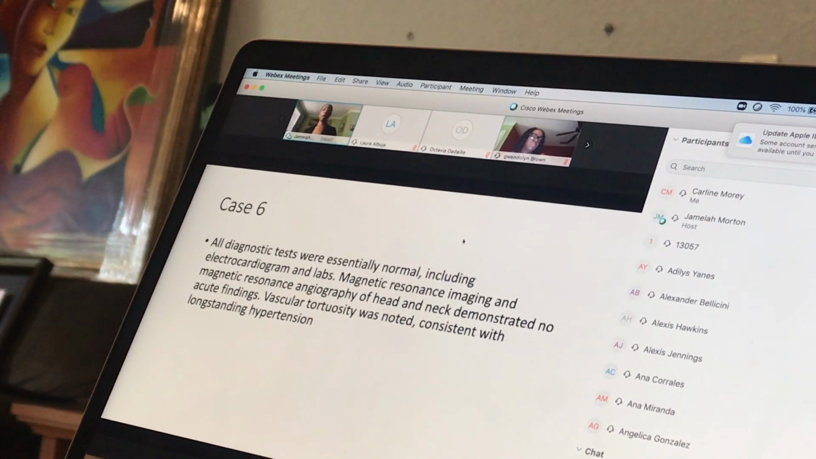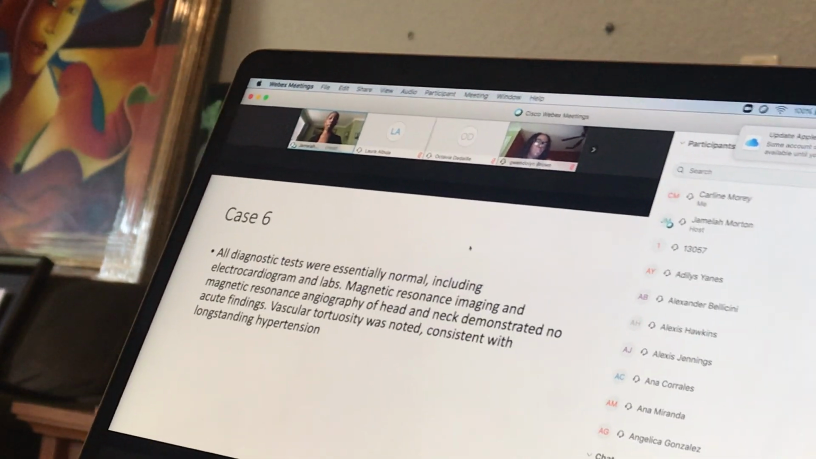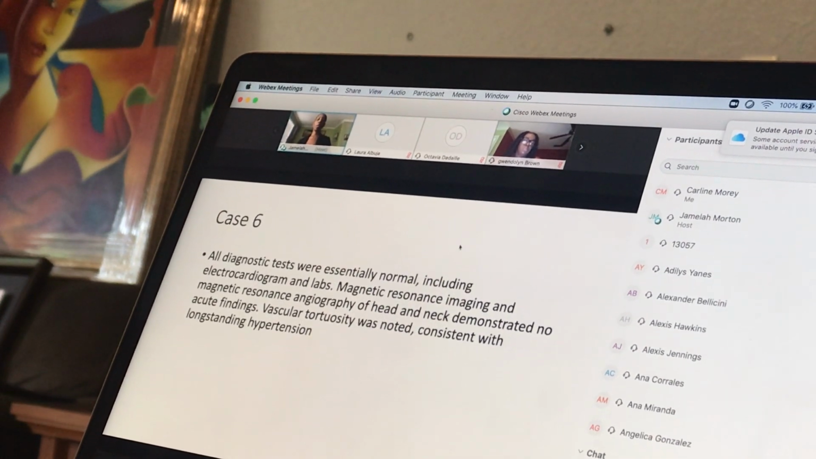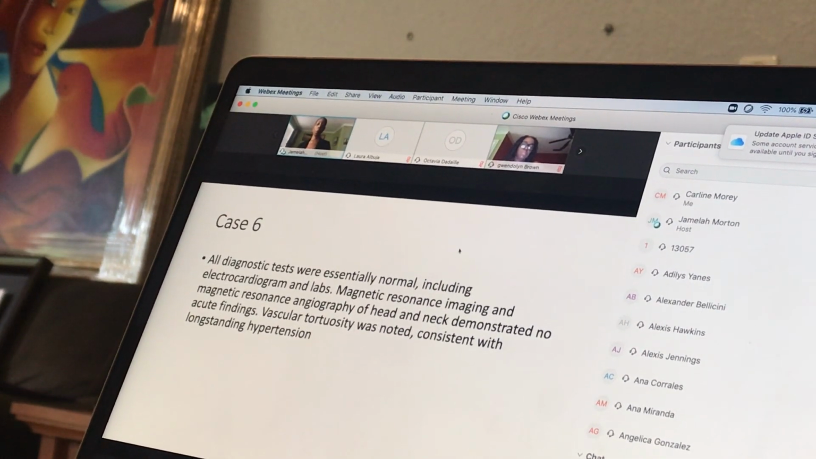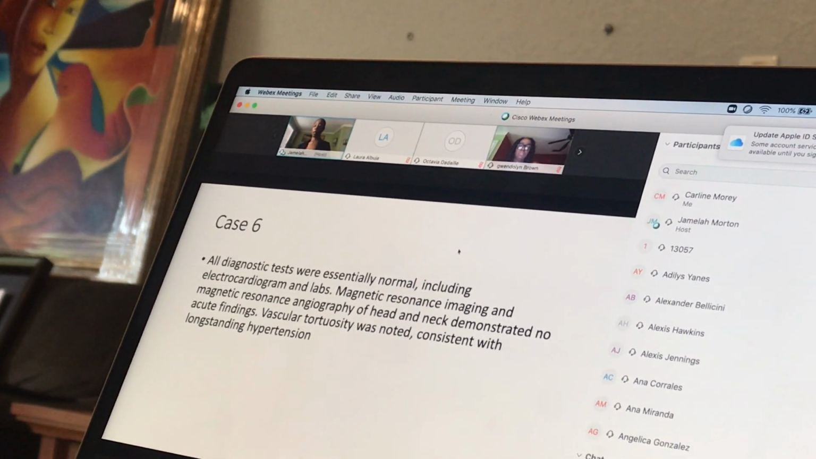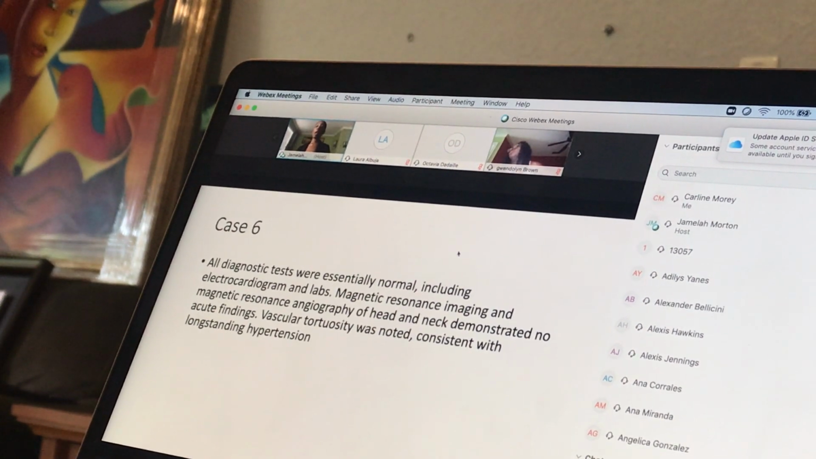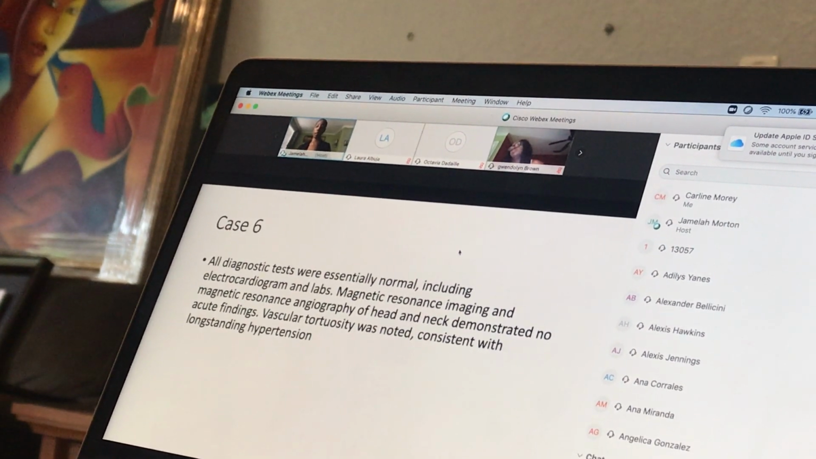MRI of the brain, you want to pay particular attention to the back structures of the brain because these can be brainstem. On this patient, he has vascular tortuosity, which means that he has long-standing hypertension. Usually you'll see that.